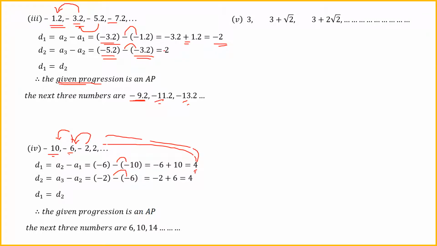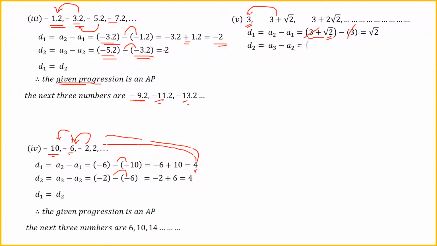The next one: 3, 3 plus root 2, 3 plus 2 root 2. The first term is 3. To find the difference, d1, that is a2 minus a1. a2 is 3 plus root 2 minus 3. So 3 and 3 get cancelled. The left out is root 2.